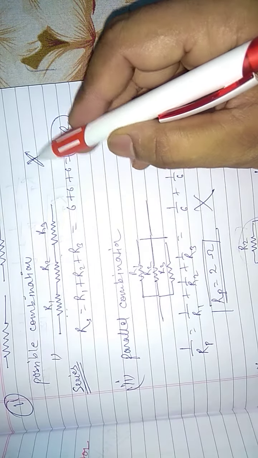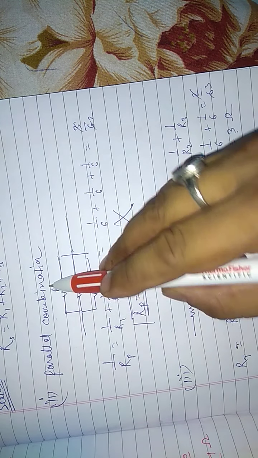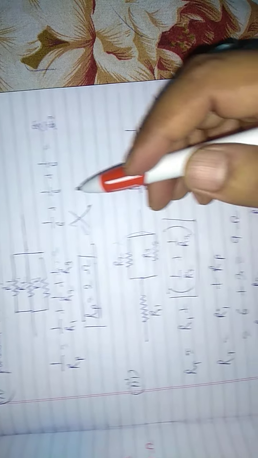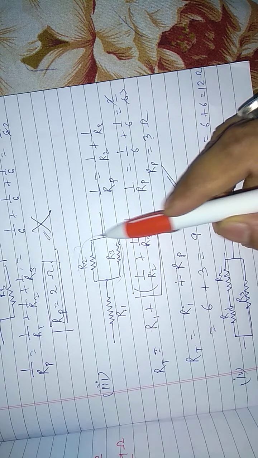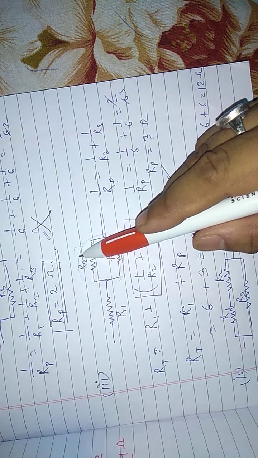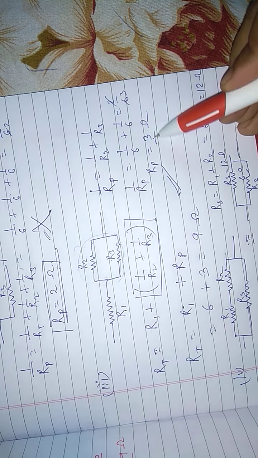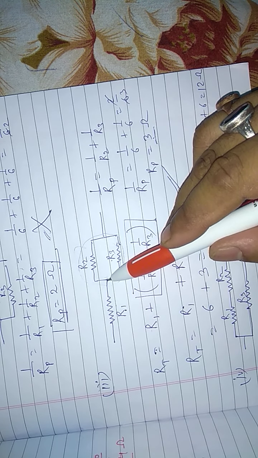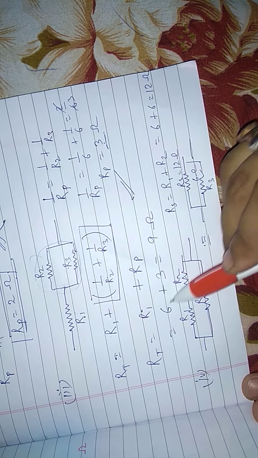Series is not possible, because the answer will be 18 ohm, which is not required. If we arrange them in parallel combination, then the answer will be 2 ohm. It is also not required. The third possible combination will be 1 in series with two parallel resistances. It means we have to find the parallel combination first, which is equal to 3 ohm. And again, this parallel combination is in series with this R1. So R1 plus Rp, 6 plus 3, 9.